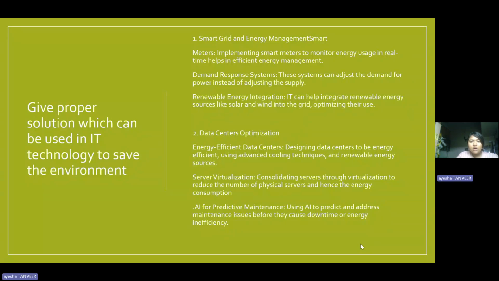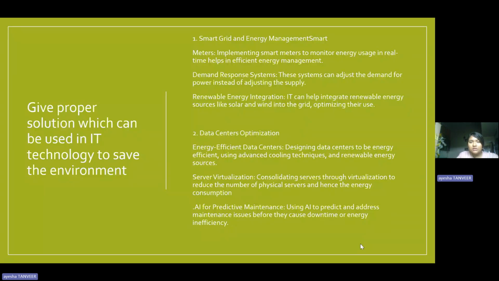Data center optimization. Energy efficient data centers. Designing data centers to be energy efficient using advanced cooling techniques and renewable energy sources. Server virtualization. Consolidating servers through virtualization to reduce the number of physical servers and hence the energy consumption. AI for predictive maintenance. Using AI to predict and address maintenance issues before they cause downtime or energy inefficiency.